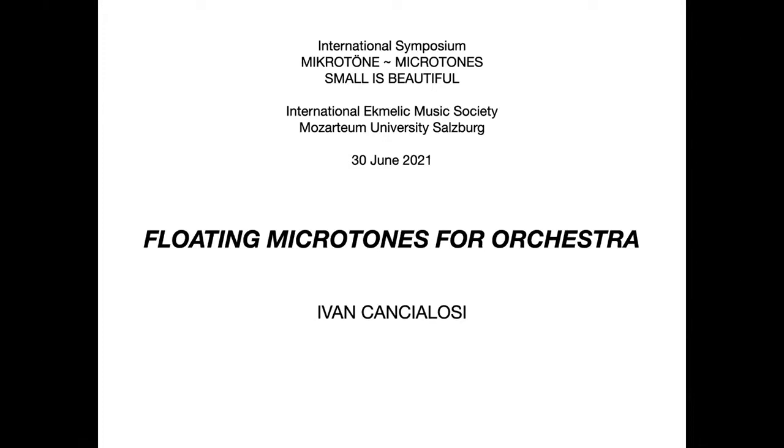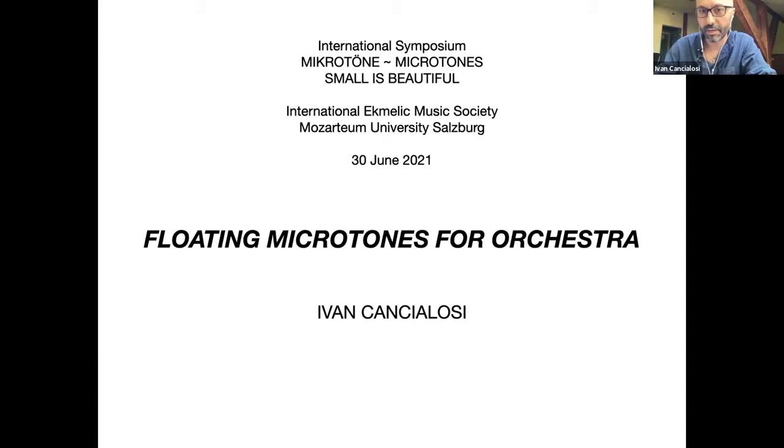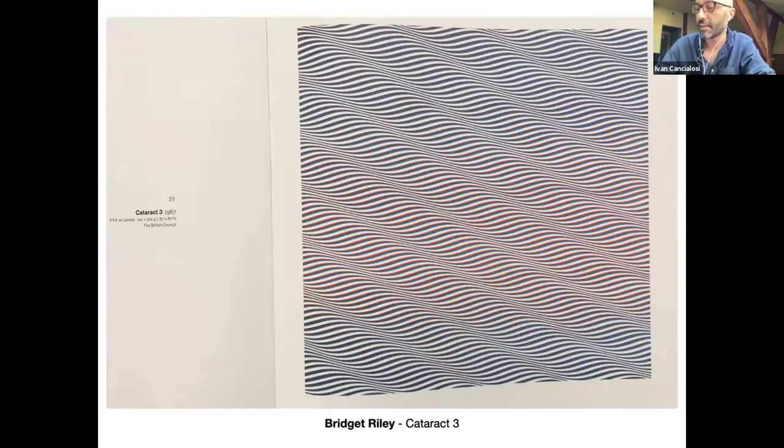So, floating microtones applied for orchestra. I start right away with this painting. This is Cataract 3, a painting by Bridget Riley, as you might know. I decided to translate this image into its sonic parallel version named Interference. It's the second movement of an orchestra work.